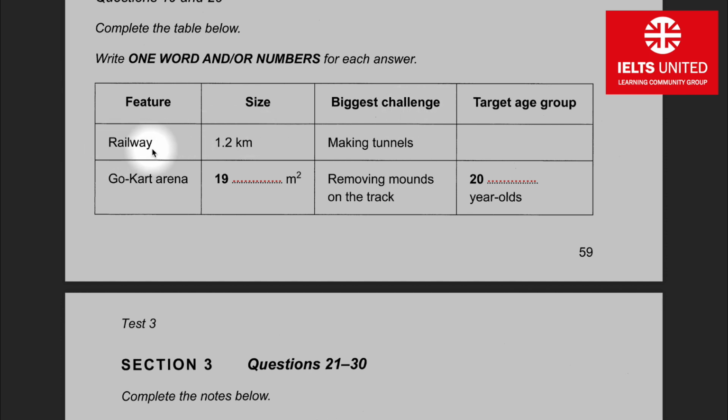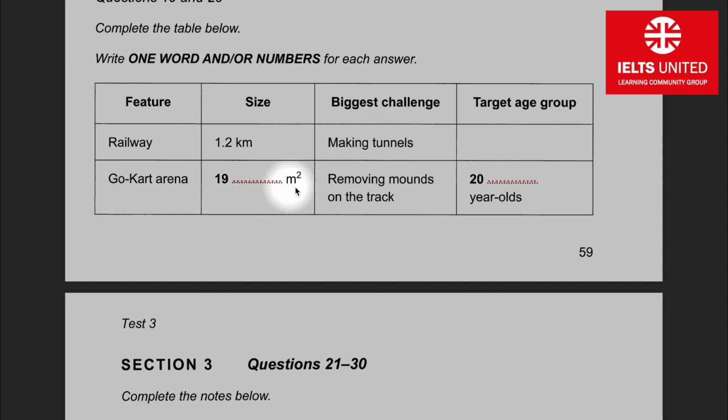Railway. Okay, so this is a feature of the park. So we're thinking about things that are in Simon's amusement park. The size of it is in kilometres, 1.2. Making tunnels was the challenge, and the target age group is not given. There's nothing necessary there. Go-kart arena, another feature of the park. So a place where people can drive small cars around for fun in the park.